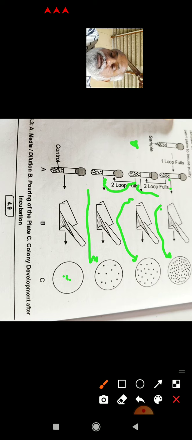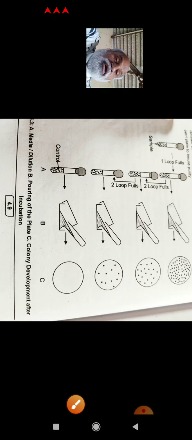These isolated colonies are then picked up by an inoculation loop and transferred to other petri plates for getting pure culture. So this is all related to the pour plate method, the second method for pure culture of microorganisms.